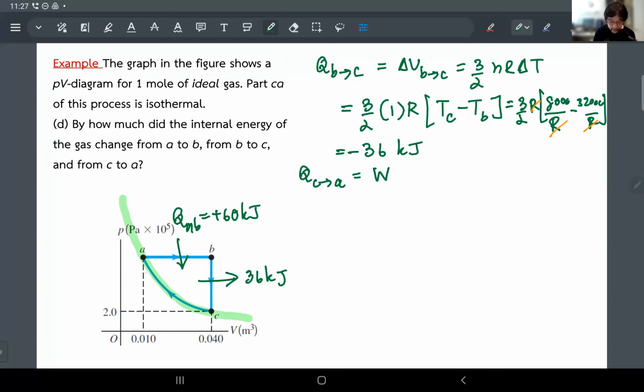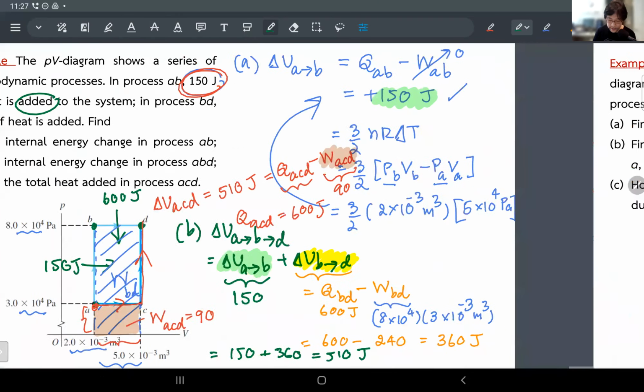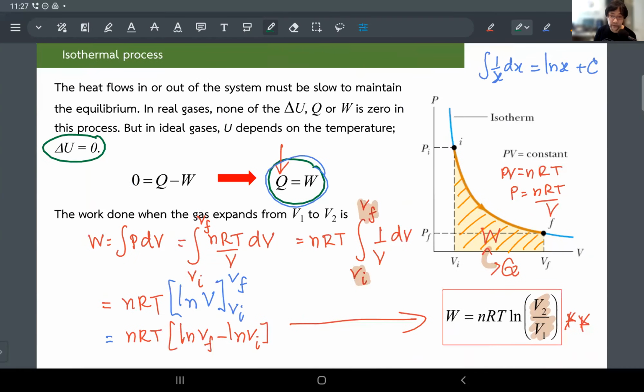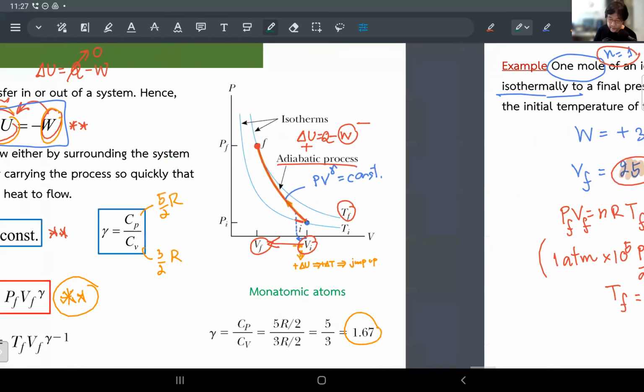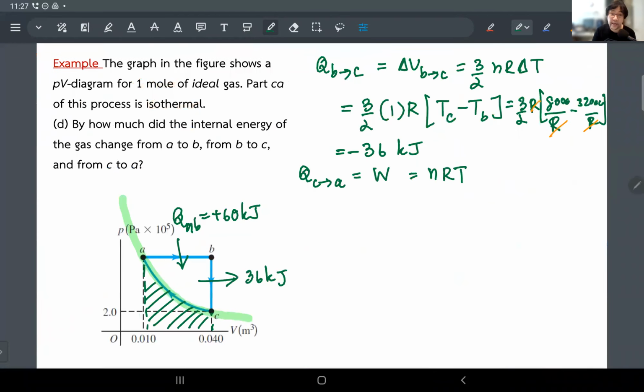But the work done, this is the one that you loved last time. We did some calculus here. It's just the area under the curve. If you don't want to redo the calculation, you can flash back and look at the result that you saw last time: nRT log V final over V initial. Let's use that result here. It could be any T, T at A, T at C, or anywhere in between, it doesn't matter. And then log V final over V initial.